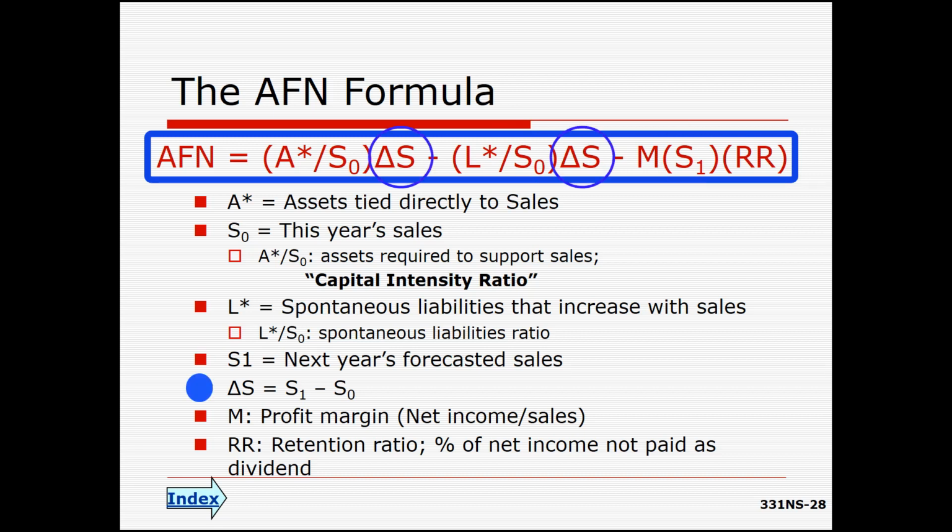S sub 1 is your forecasted next year sales. Delta S is the increase in sales in dollars. Note that this is what drives the need for additional funding. No increase, theoretically no need for more funds. M is the profit margin. RR is the retention ratio, the percentage of net income added to retained earnings.